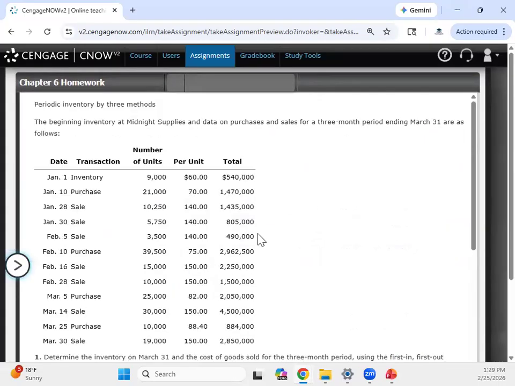So the beginning inventory and 3 months of purchases are described as follows. We're using the periodic method, so we're adding up everything and then determining what we have all at once at the end. We'll do this under all three methods, but we'll start with weighted average cost.